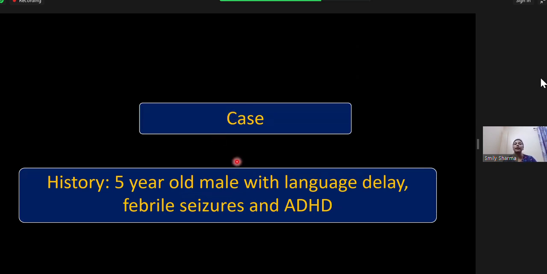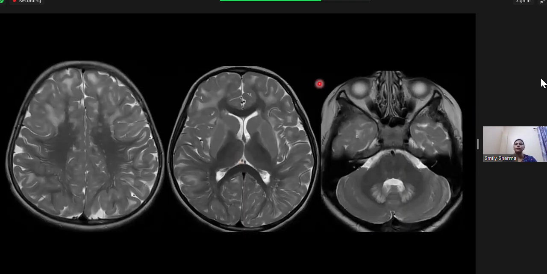So it is a case of a 5-year-old male with language delay, febrile seizures, and ADHD. So what do we see? Now we are moving to another pattern. Instead of the periventricular pattern, we have a subcortical pattern. Apart from that, we see that there is marked hyperintensity involving the corpus striatum, though the globus pallidus is not that much involved. And we see a characteristic involvement of the dentate nuclei.